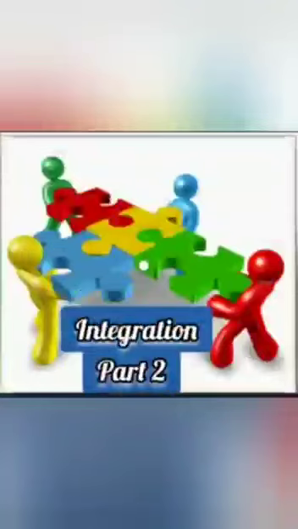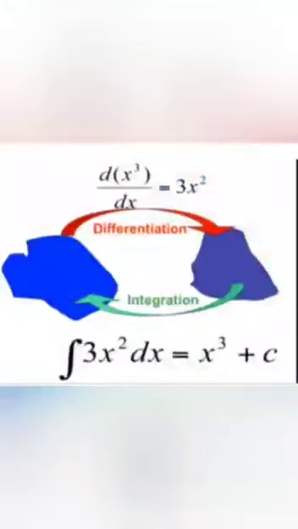In my last lecture, we learned that integration and differentiation are inverse processes of each other. That is, if we differentiate a function x cube, we will get 3x square as its derivative. And if we integrate 3x square, we will get x cube as its integral or antiderivative.